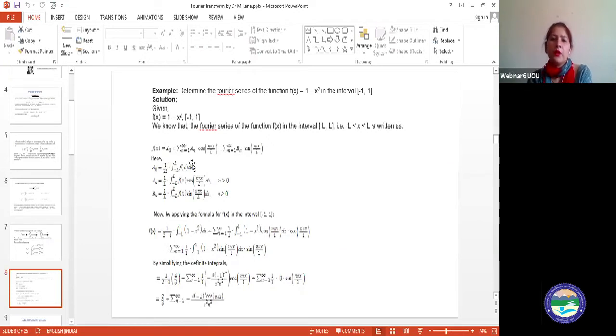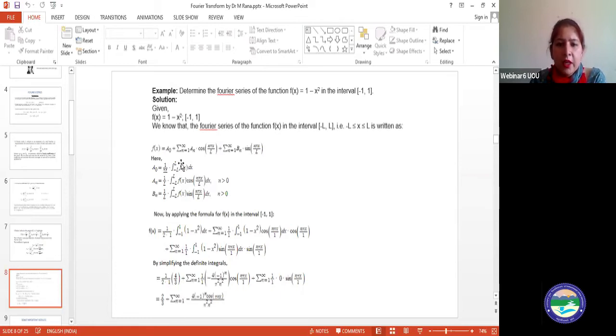Now we have to calculate the Fourier coefficients. First we will calculate Fourier coefficient a naught. A naught, and we know the formula, 1 upon 2L integration of minus L to plus L f(x) dx. Similarly, we have other formulas. We have a n equal to 1 upon L integration of minus L to plus L f(x) cos(n pi x / L) dx. Similarly, b n is 1 by L integration of minus L to plus L f(x) sin(n pi x / L) dx.